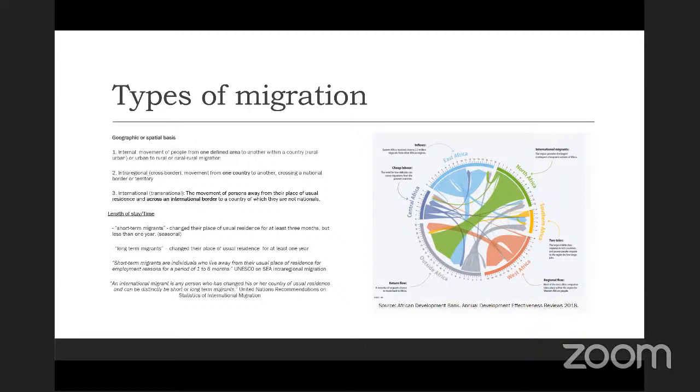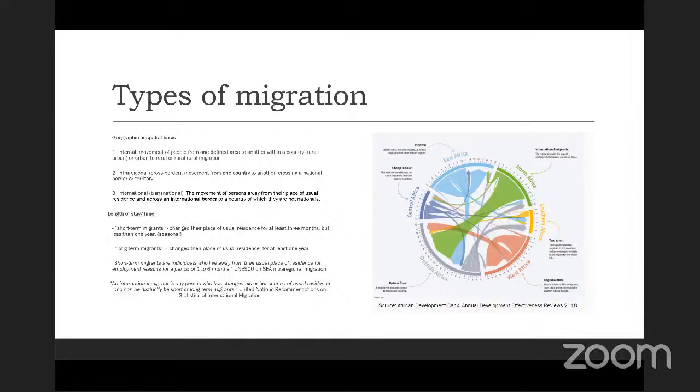Coming to another way we can look at migration, we can also look at it in terms of the length of stay, so the time that is spent away from the place that I call my home or my usual place of residence. So the short-term migrants are those who have changed their usual place of stay for less than 3 months, or you stay for at least 3 months but less than a year. And this could also be looked at as seasonal.